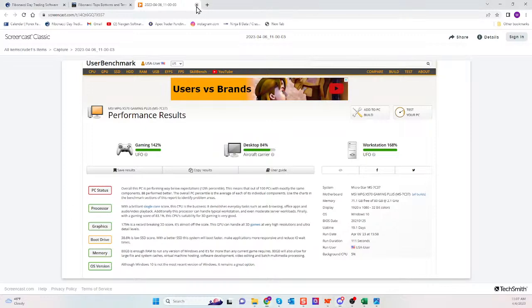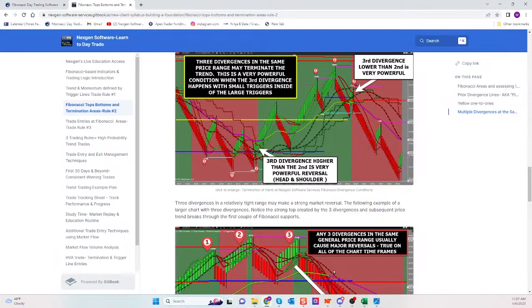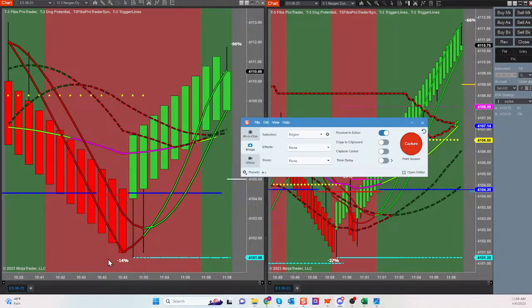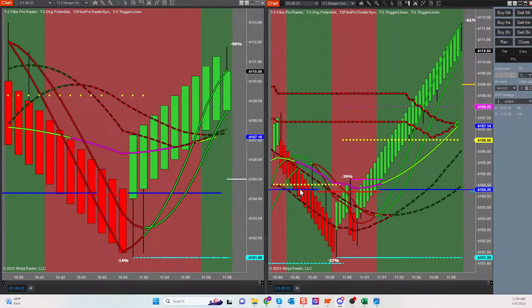So the process yields results, doesn't it? Does that make sense? The process yields results. What's the process? The process is the rules. The process is posting your pictures. The process is filling up your spreadsheet. The process is understanding when you have an advantage.